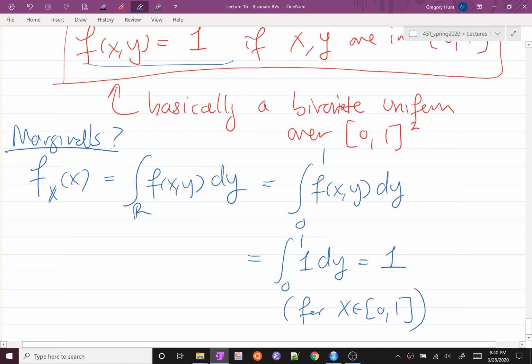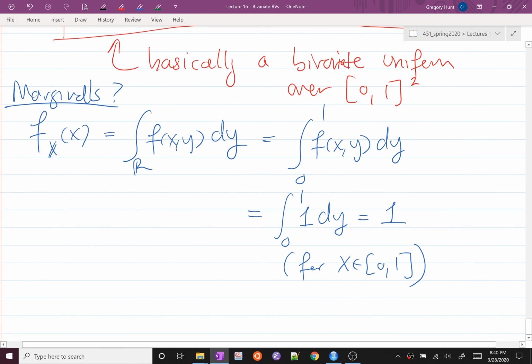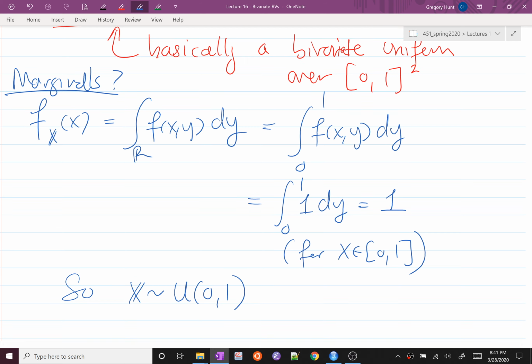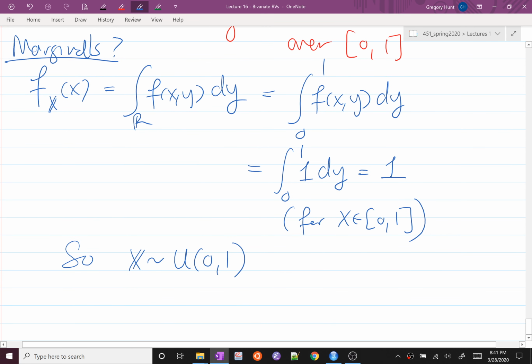If x is outside the unit interval, I'm just going to get 0 because f(x,y) is going to be 0 everywhere. And so x is uniformly distributed over 0 and 1. So the marginal distribution of x is a uniform. Bivariately, x and y are uniform over the interval, but x has a marginal of a uniform. And we can say that this is going to be true similarly for y.